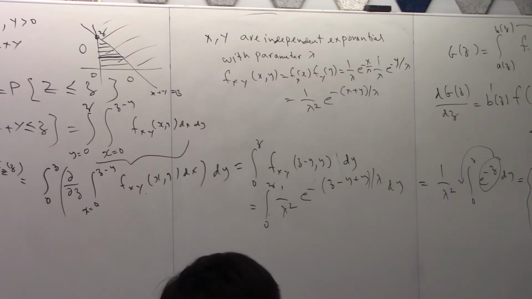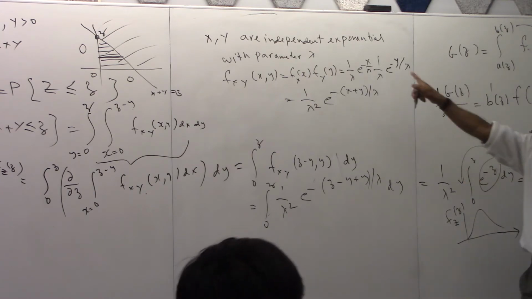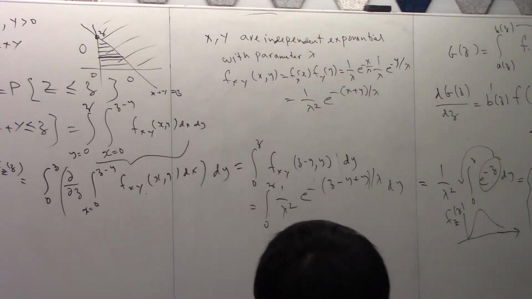So if you go back and check your notes, this is a gamma density function. So it goes like this. So you get a theorem: if you add two independent exponentials, you get gamma. This is how you prove it.